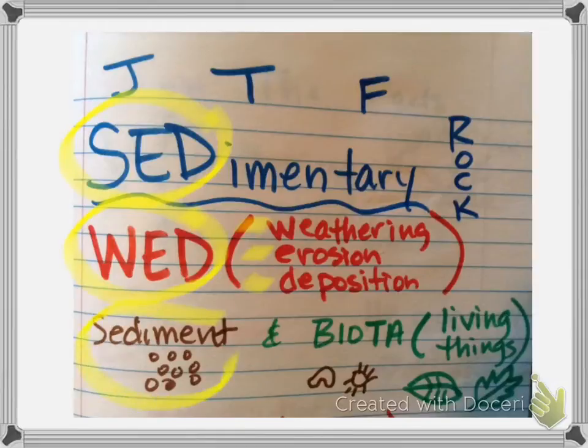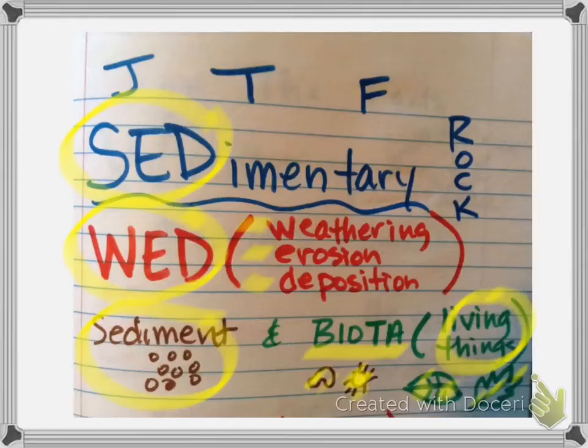So we've got the sediment here. And biota, which is just living things. Remember, bio means life, and biotic is living things. So biota is just living things, and it might be little insects, which I have right here, or it might be leaves that fall off a tree. So just living things that get trapped with the sediment.